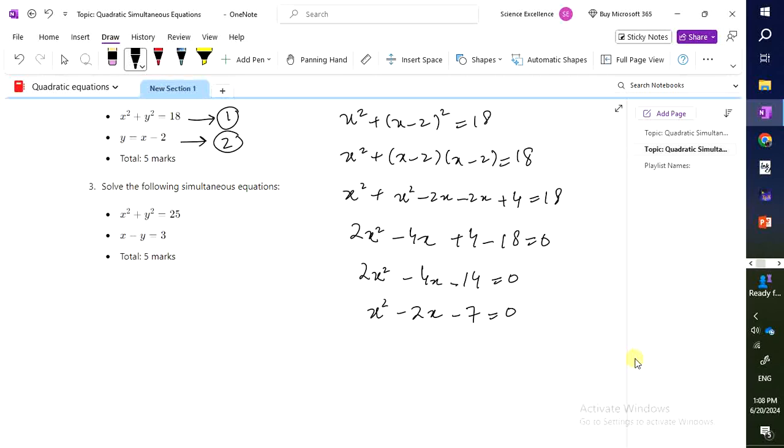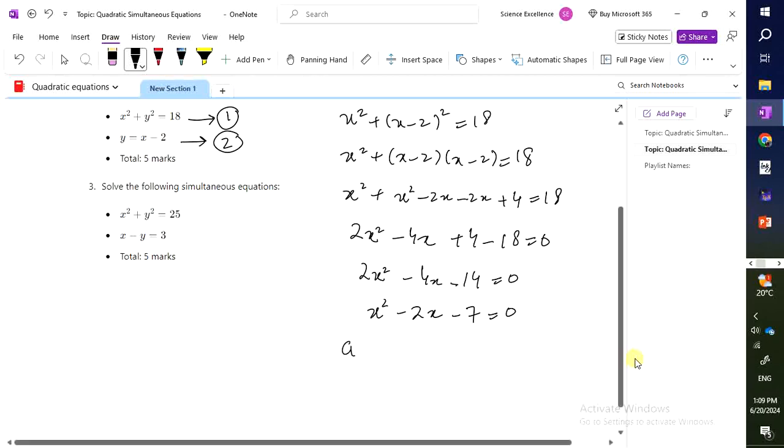Now again we need to look for the pair of numbers whose product should be minus 7, and whose sum or difference should be minus 2. So it's not easy to get the factors by using the factorization method. So what we can do is use the quadratic formula. If you compare this quadratic equation with the standard form of the quadratic equation, which is ax square plus bx plus c.